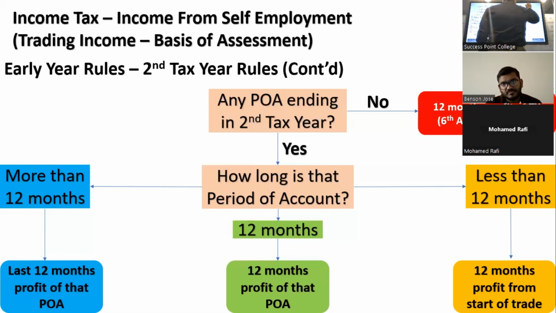So this is an example of no period of account ending in the second tax year. Please take a screenshot for that. Then I will move forward to the next example, the third situation we will discuss, where the second tax year would have more than 12 months of profit.